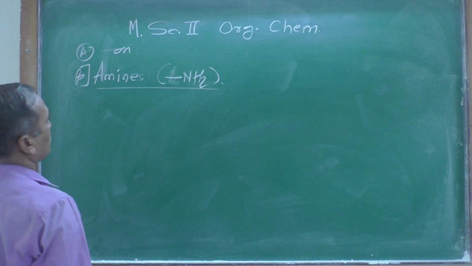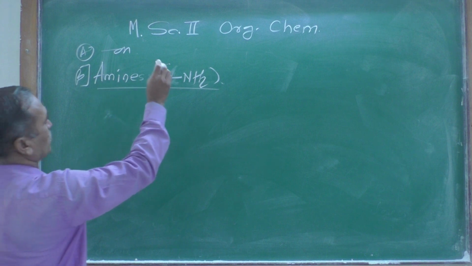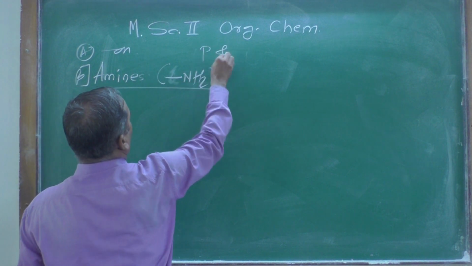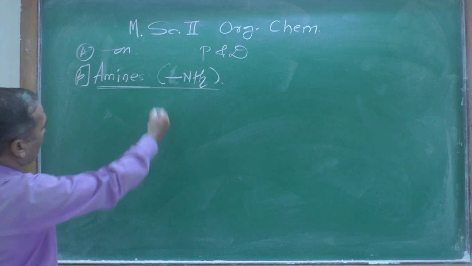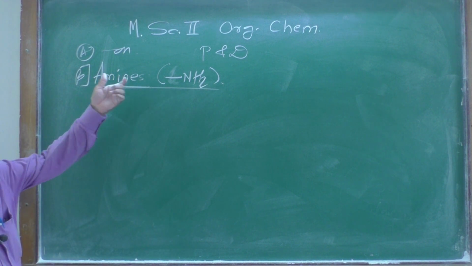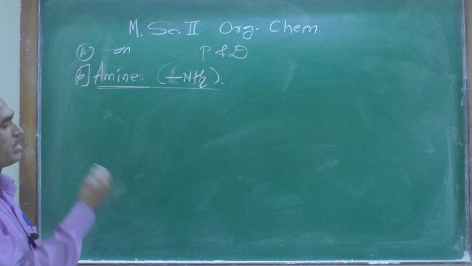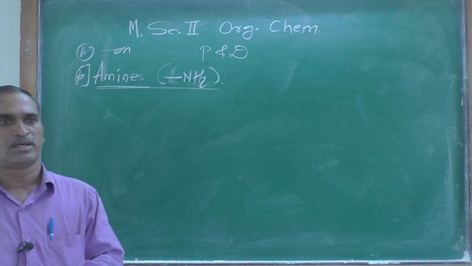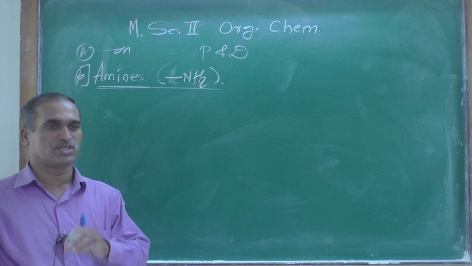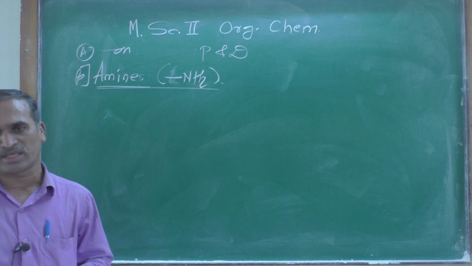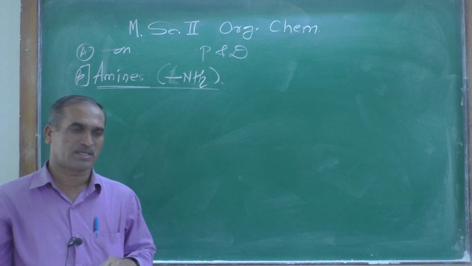Now, the first important protecting group, because we are talking about protection and deprotection, and now we are arriving at the second functional group, that is the amino group, amines. As we know, amines are organic bases, and organic compounds containing a nitrogen atom are basic in nature. Why are they basic in nature?